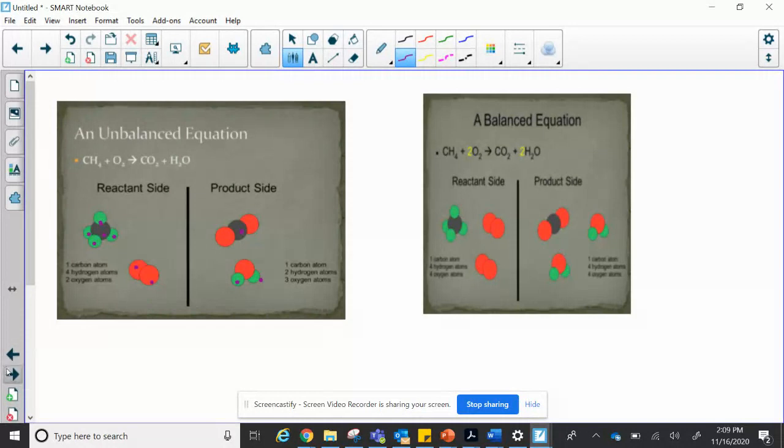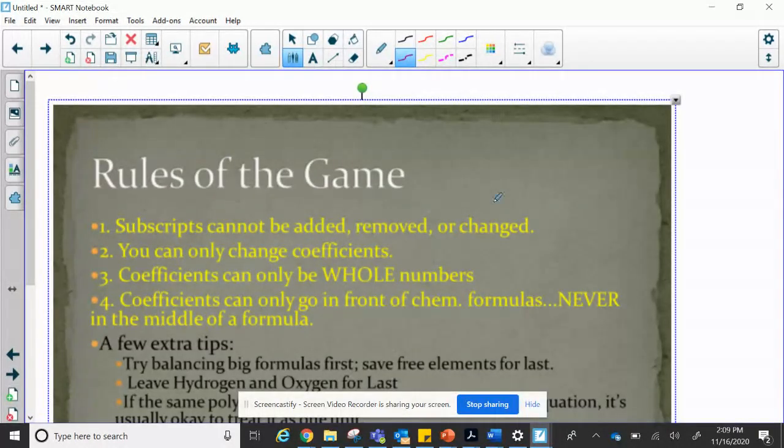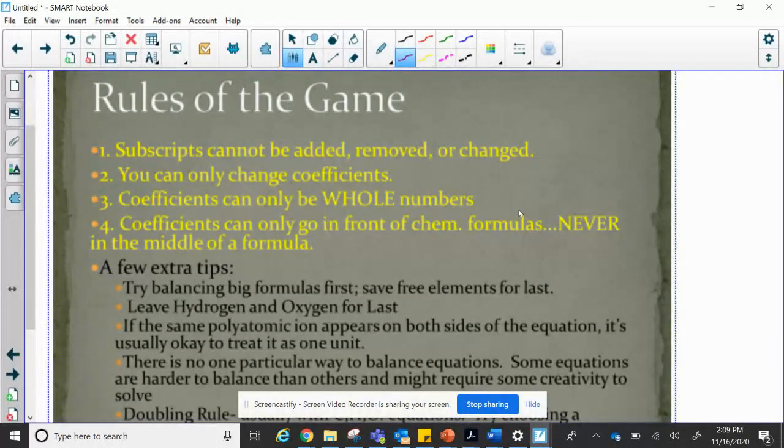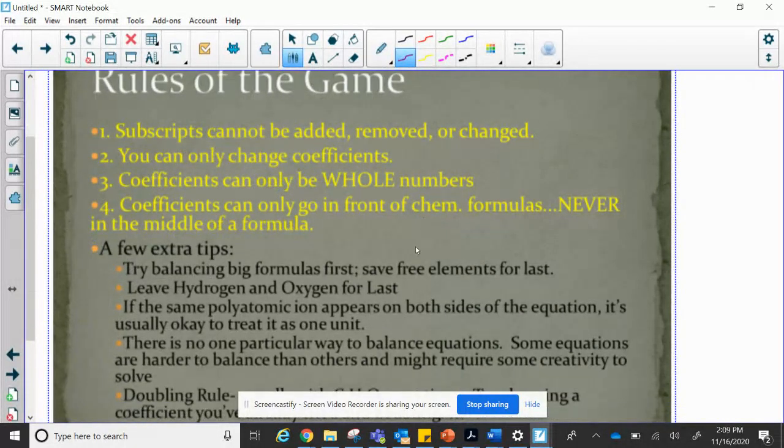Okay? So now we're going to do some examples together after I talk to you about some rules. I would write these rules down, or at least take a picture of this. Somehow keep these in mind. Subscripts can't be added, removed, or changed. Okay, you can never mess with a subscript. You can only change coefficients to big numbers. Coefficients can only be whole numbers. Coefficients can only go in front of chemical formulas. They can't go in the middle of a formula. I'm going to show you how to avoid doing that.